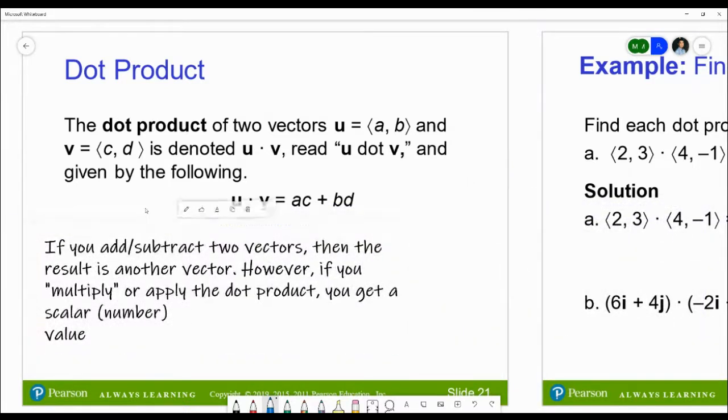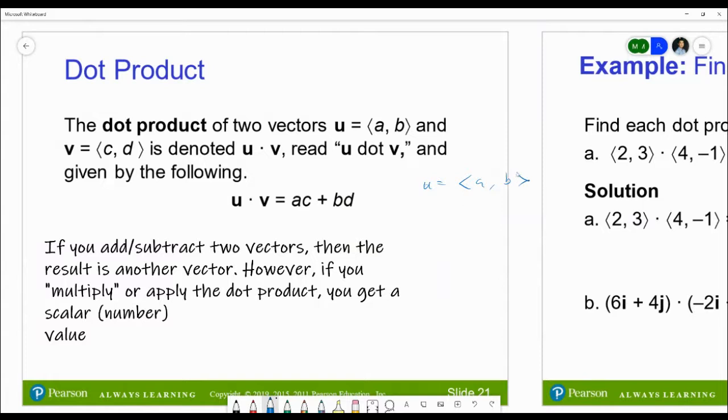All right, so how do we do the dot product? Well, if you have vector u, which is (a, b), and vector v, which is (c, d), all you have to do is multiply the respective values and then add them together. So this is why you can think of it as multiplication, but it's not really multiplication. So we get ac plus bd. That's u dot v.